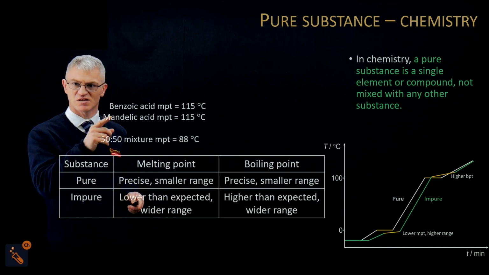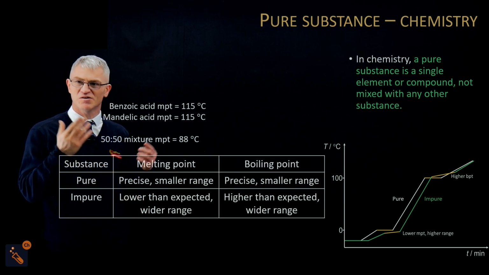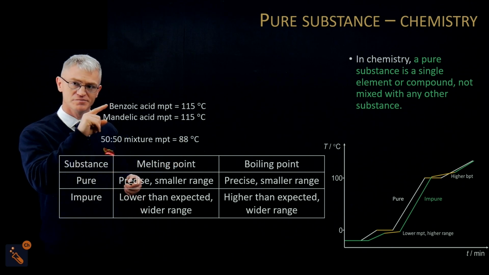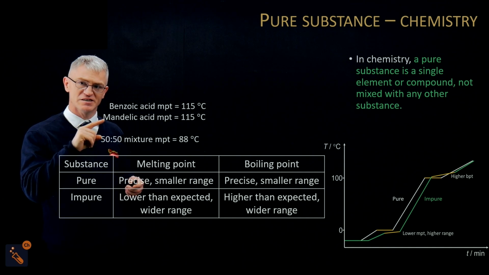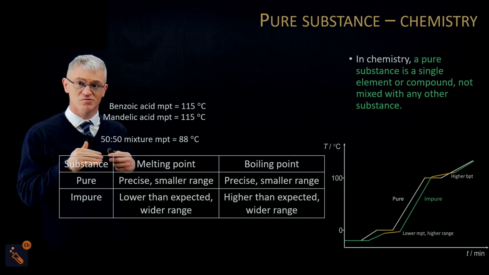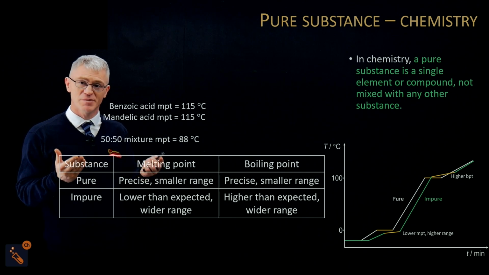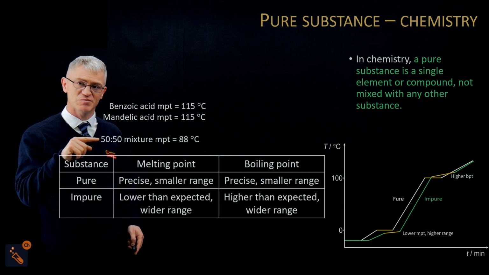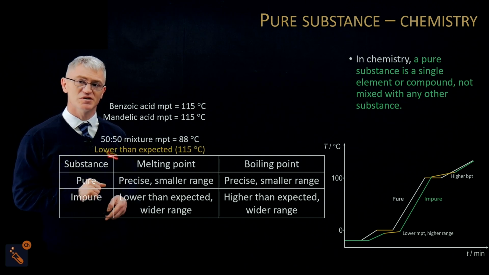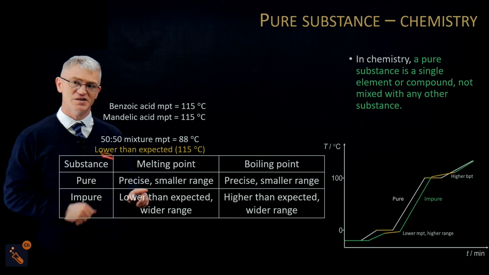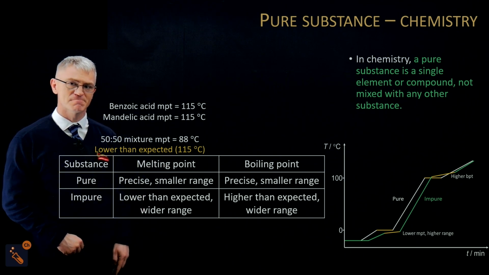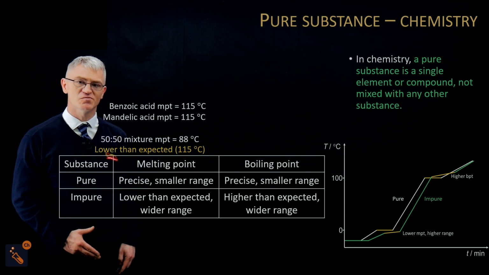So these are examples of acids, but don't worry about that. They could be compound A, compound B, it doesn't really matter. Benzoic acid, mandelic acid, both 115. So you think if they mixed them together, they would be 115 because they have the same melting point. But a 50-50 mixture makes the melting point 88 degrees. That melting point is lower than expected, so it fits this impure description: impure, lower than expected.